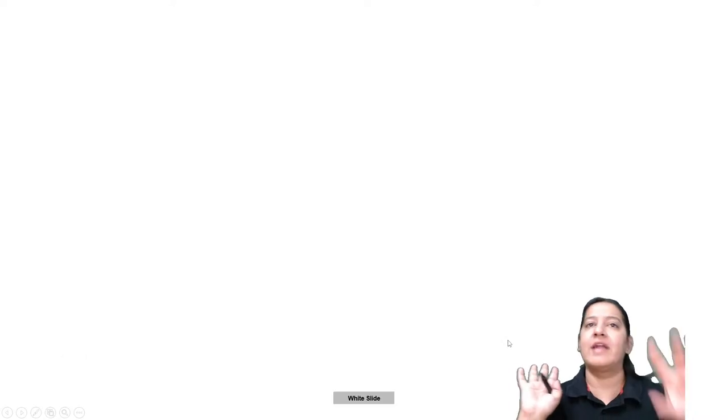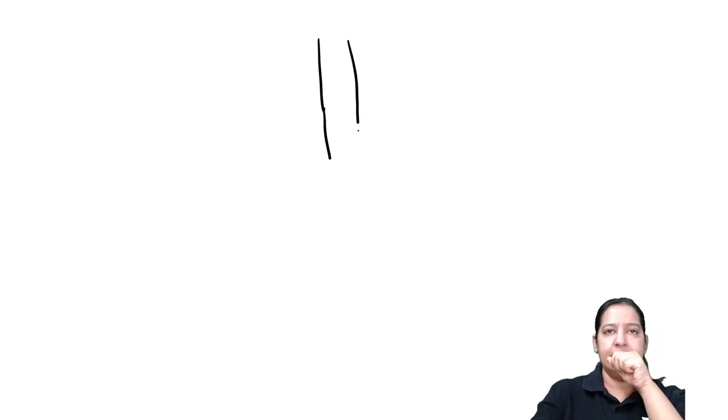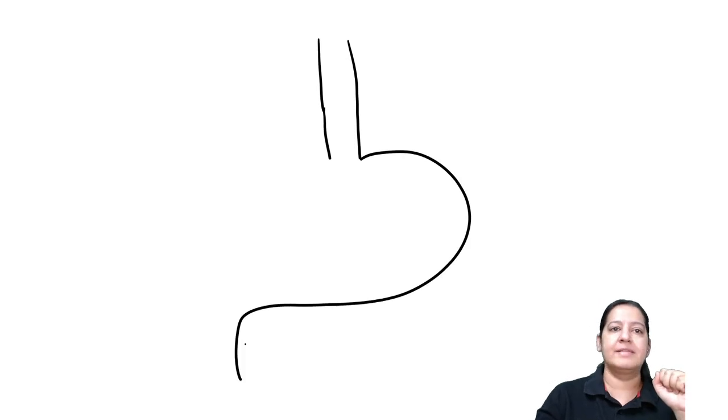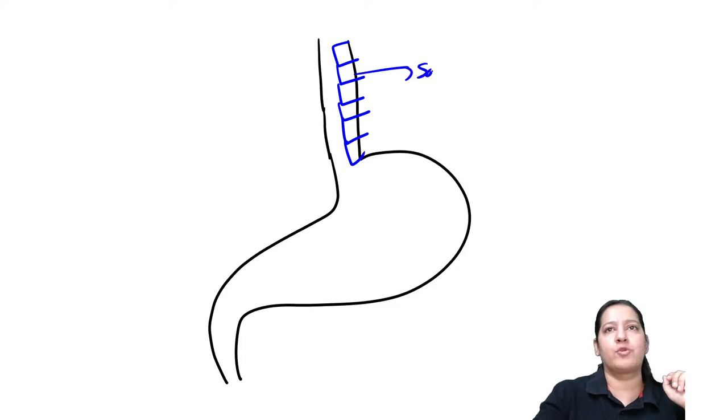I would like to draw a diagram here to explain the concept. Okay, let me draw the diagram. It will take hardly 2 minutes. This is the esophagus, can you see? This is the esophagus, and this is the stomach. This is the intestine. What is the lining of the esophagus? The lining of the esophagus is squamous. This is the squamous lining, which I'm drawing in blue.